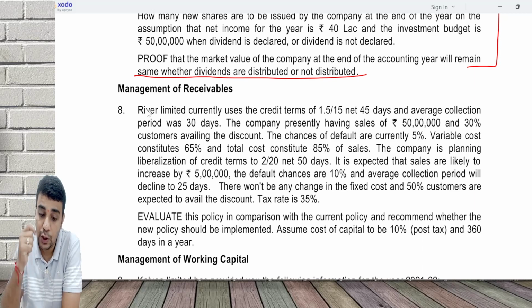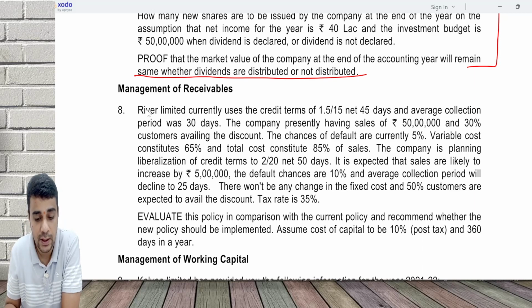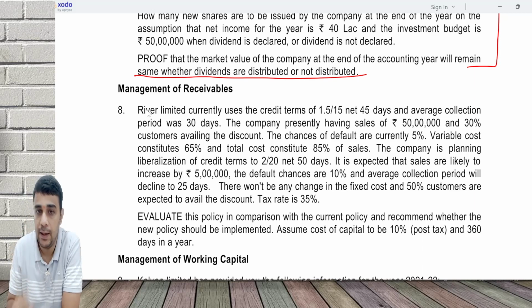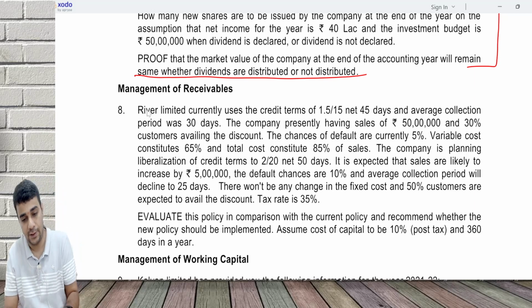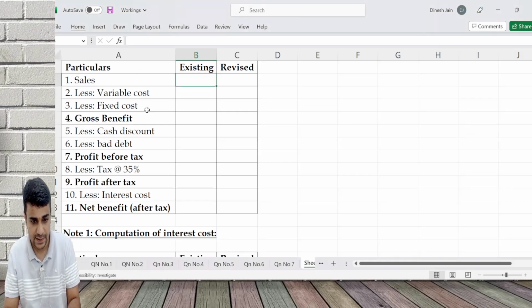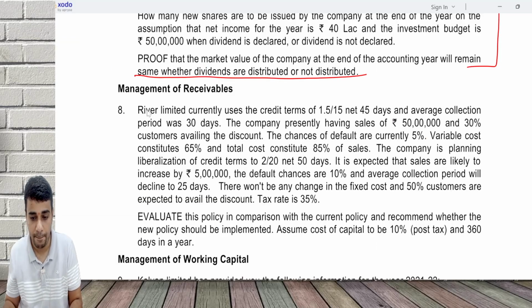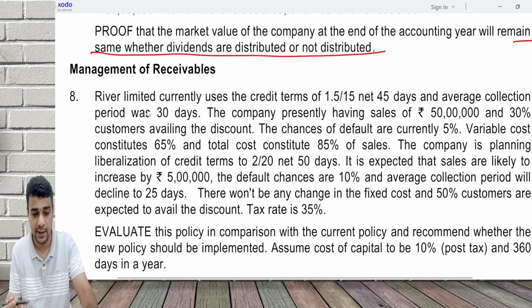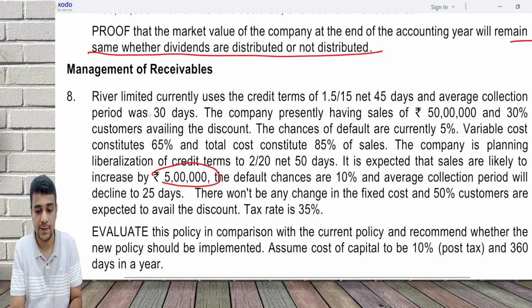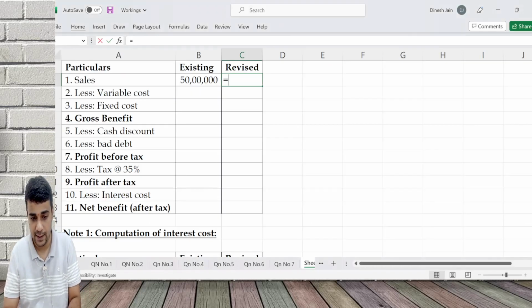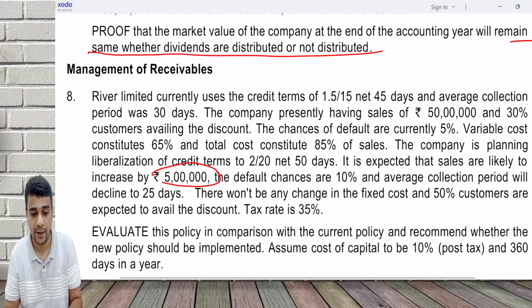This will change to 2% discount if you pay in 20 days, otherwise pay in 50 days. Sales is 50 lakhs at present, and sales is likely to increase by 5 lakh rupees. So 50 lakh will become 55 lakhs.